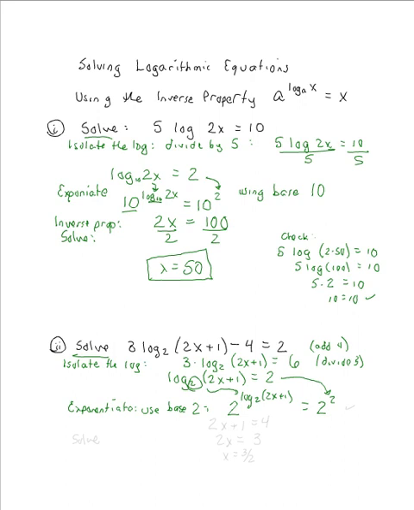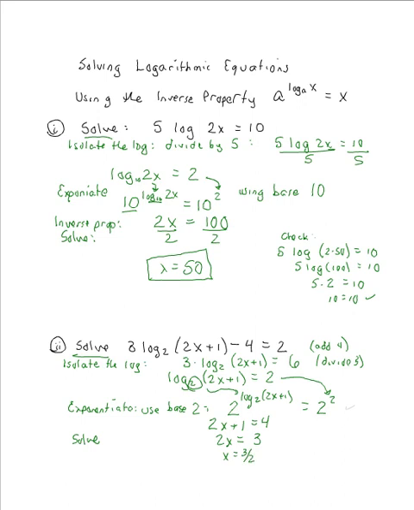2, the base, and log base 2 are inverses. They cancel each other out, so we will be left with 2x plus 1, the argument only. 2 to the second power is 4. Now we can solve that resulting equation. Subtracting 1 from both sides, we have that 2x is equal to 3, and dividing both sides by 2, we get that x is equal to 3/2.